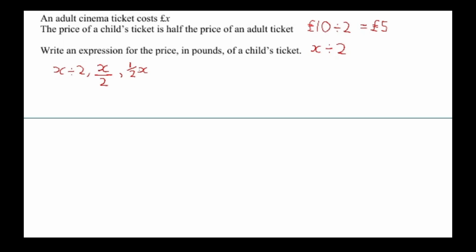So that half x is the same as a half multiplied by x. And there's another way to write this even, and that is to write it as a decimal instead. So a decimal, half as a decimal, that is 0.5. So you can write it as 0.5x. All of those answers would get you the marks. It's useful to know what they are as well.